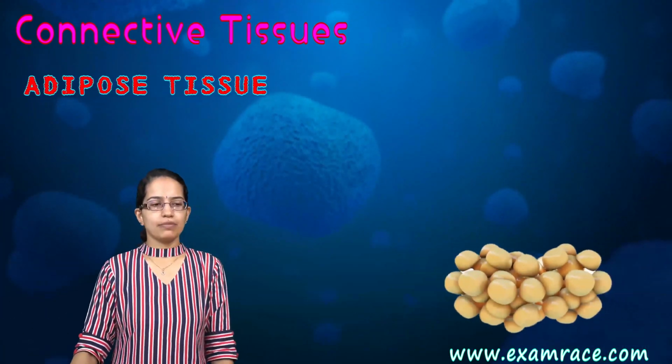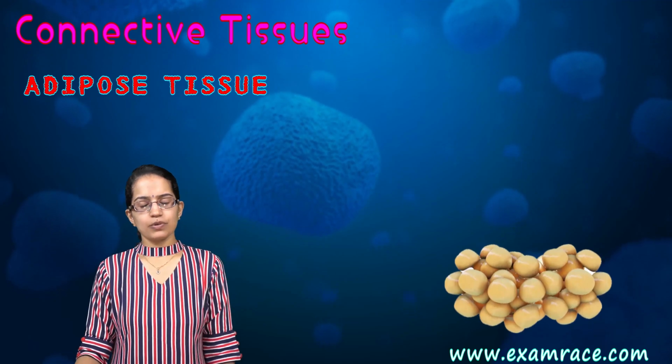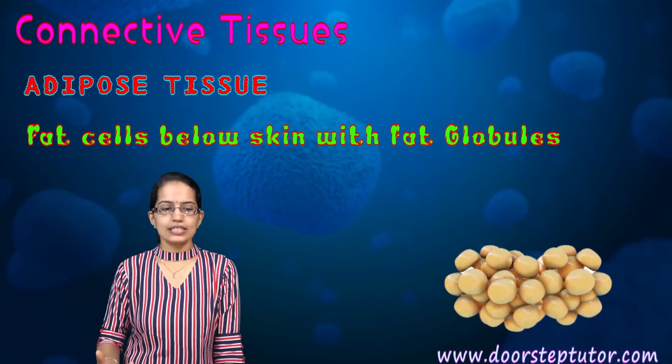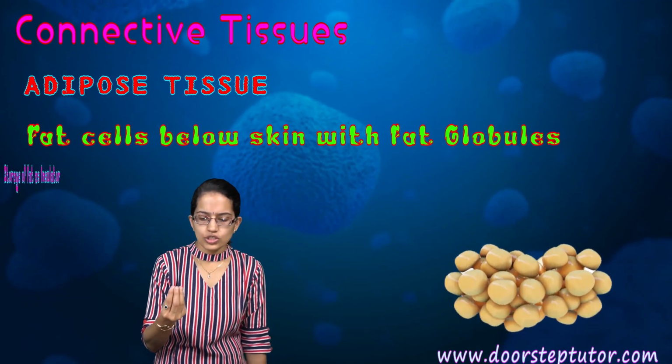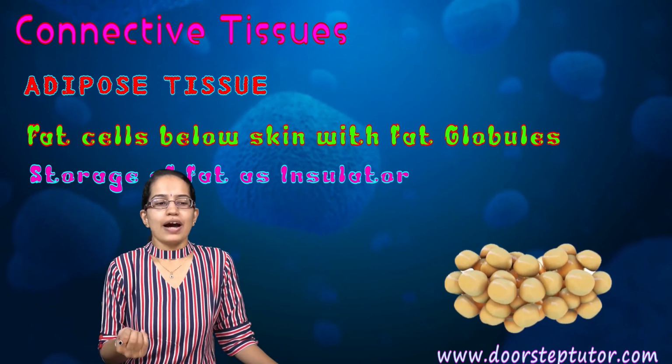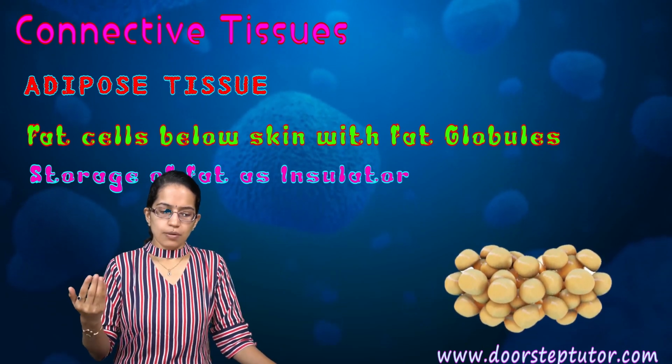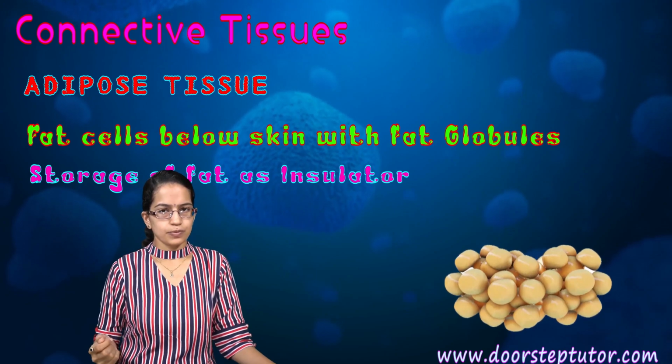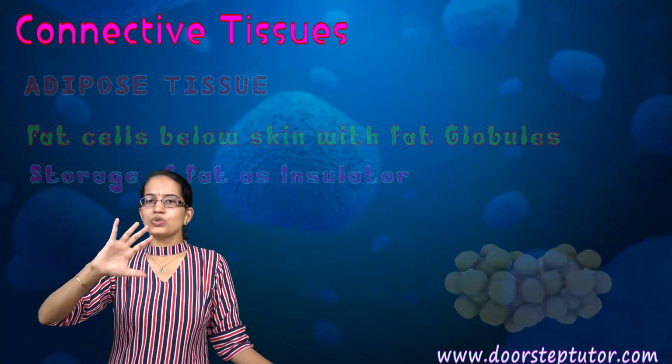And then you have adipose tissues. As I said, adipose tissues, you have fat cells that are present, and storage of fat. Providing insulation is one of the major functions of the adipose tissues. So connective tissues of 5 types.